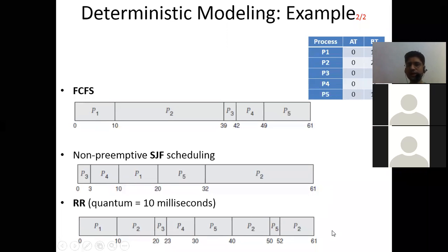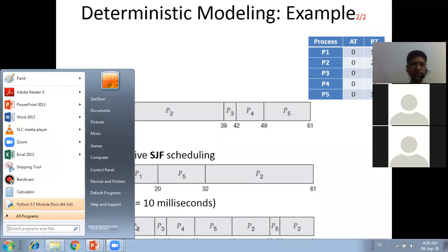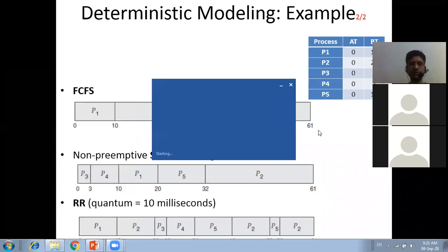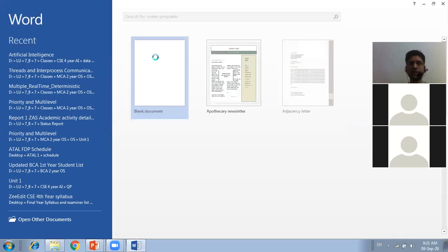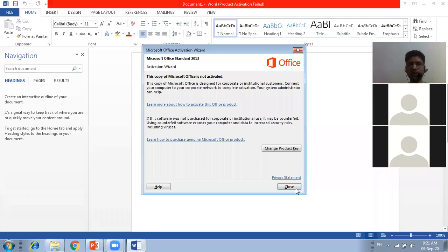Please look at the Gantt chart and tell me, do you have the same Gantt chart which I am having? Ananya, yes. Krishna, do you have some different Gantt chart? Adarsh, no. Adarsh is having some different Gantt chart. Okay, so we are having some variation. Let me solve this question for you. Why are you having different values?